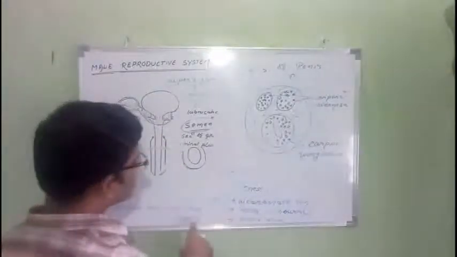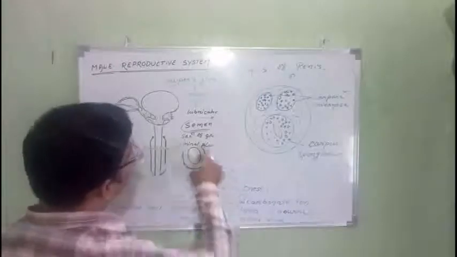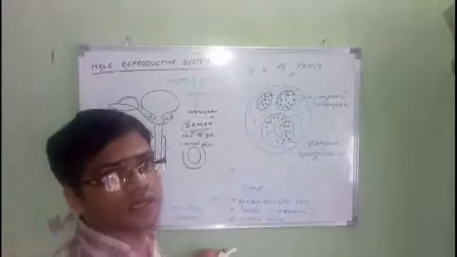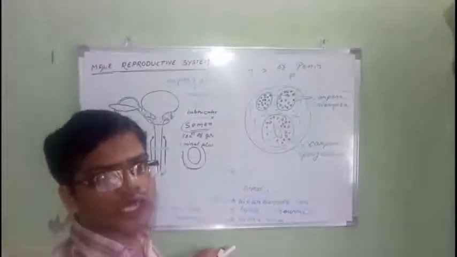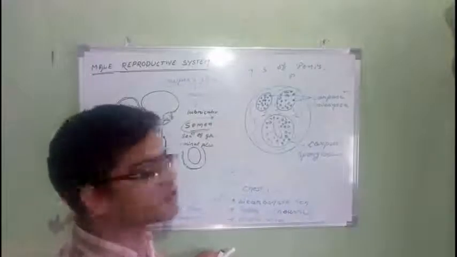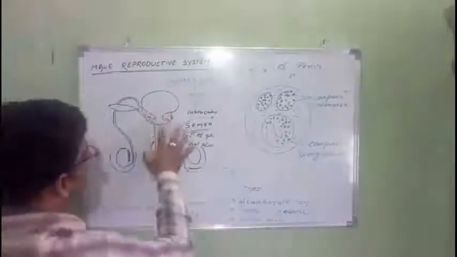It will give the basic pH. Then another kind of gland is present, Cowper's gland, which releases mucus for lubrication so that the sperm can pass forward easily. It absolutely gives lubrication. Remember this, okay? So this is the point.